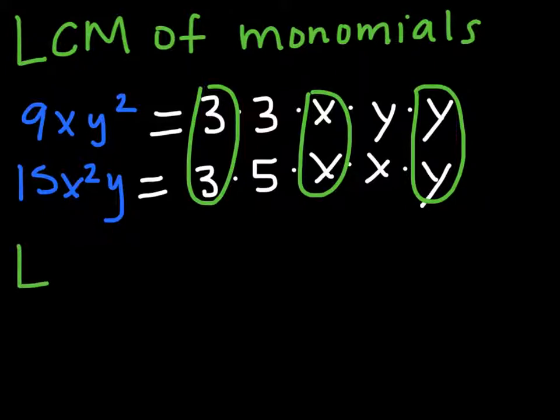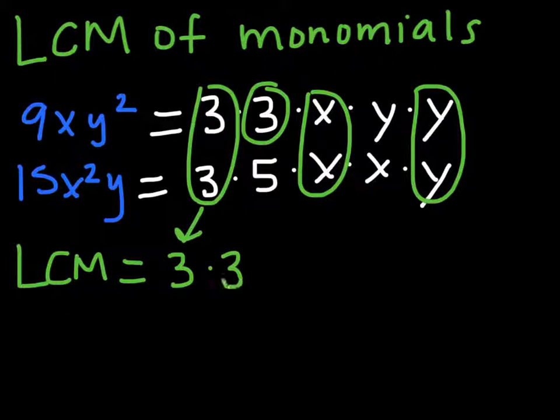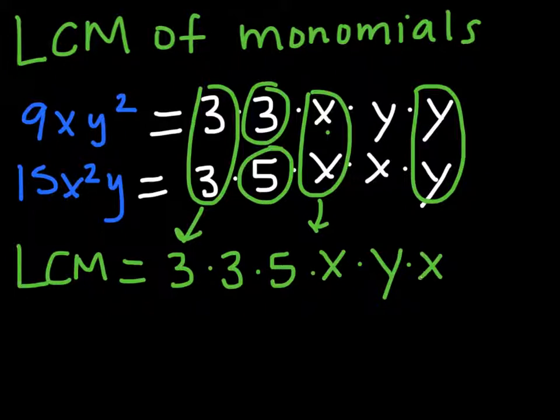The least common multiple will be calculated by multiplying out all of our factors, but only using the common factors once. So this circled 3 will come down as a single 3, times, now we'll put this 3 in, times, now we put this 5 in, times this x comes in once, times y, times x, times y.